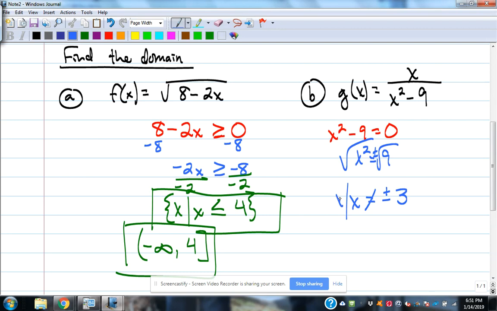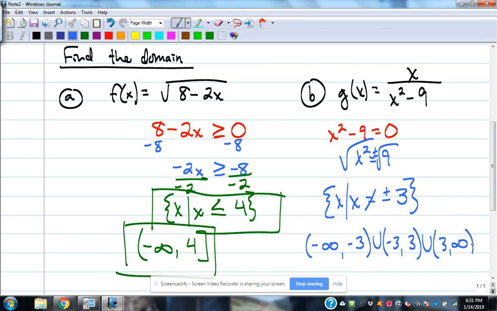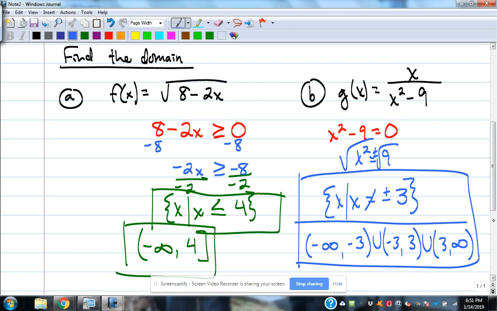So our domain is that. How do we write that in interval notation? We'll go from negative infinity up to negative 3. Skip it. Negative 3 up to positive 3. Skip it. And then 3 to infinity. Those are the ways you could write the domain. Set notation is the top one, and that's interval notation. Remember, if we had to skip a number, parentheses, union, parentheses with that number again. Kind of reviewing some of that stuff. Okay. All right.